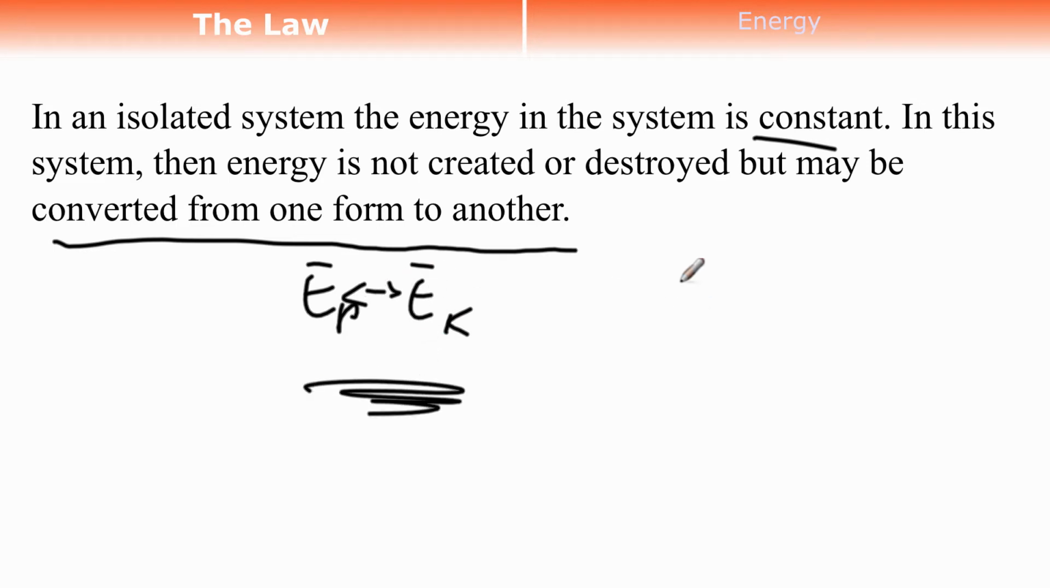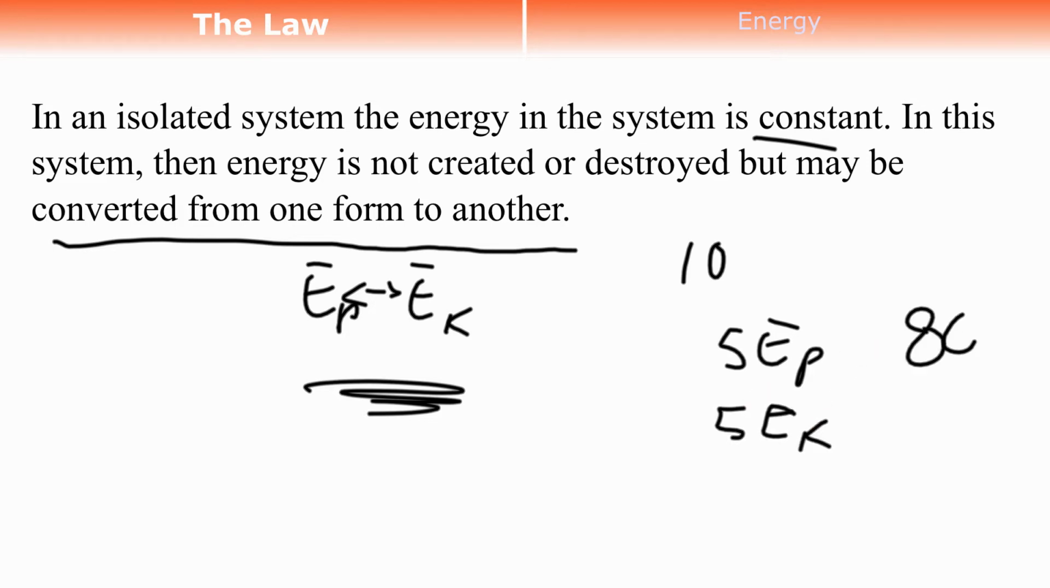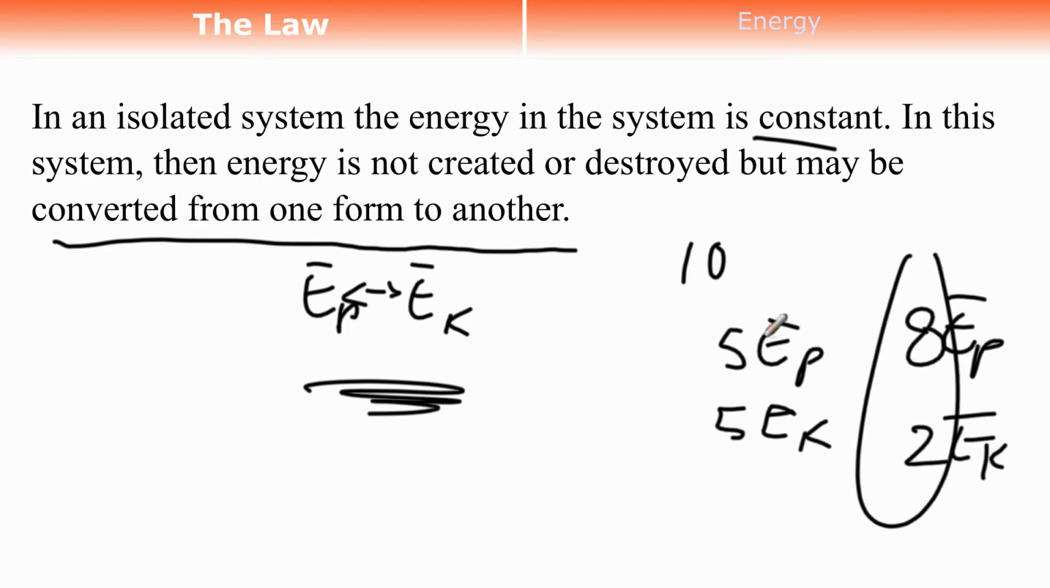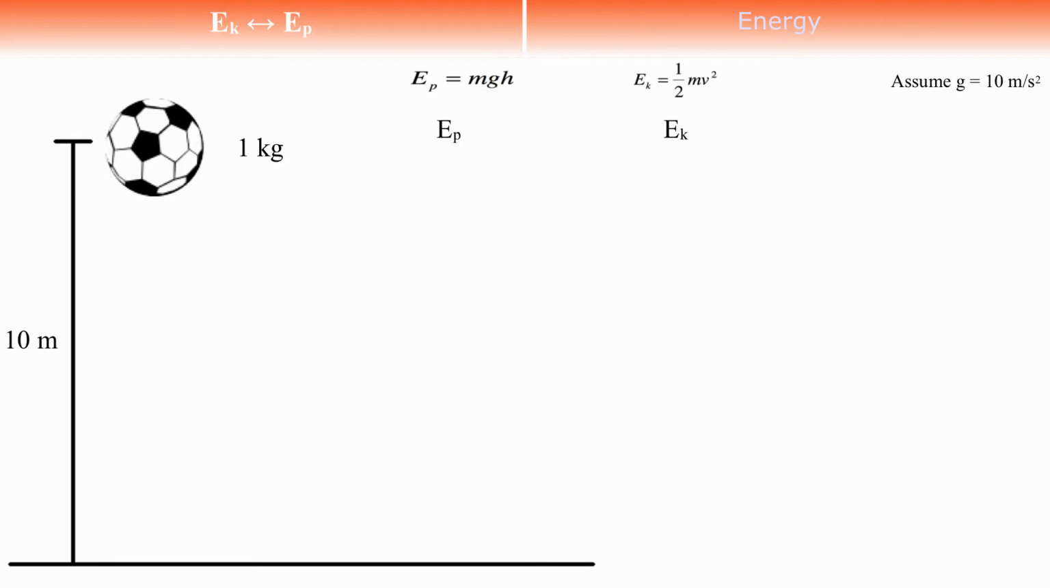So say I have 10 units of energy altogether. I could have maybe 5 of them as potential energy and 5 as kinetic energy. Or I could have 8 potential and 2 kinetic. But the sum total of all of those energies has to remain constant. That's what they're saying with the law of conservation of energy. So let's look at it in relation to a question.